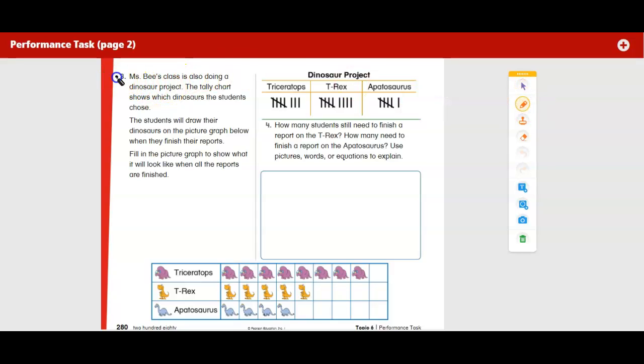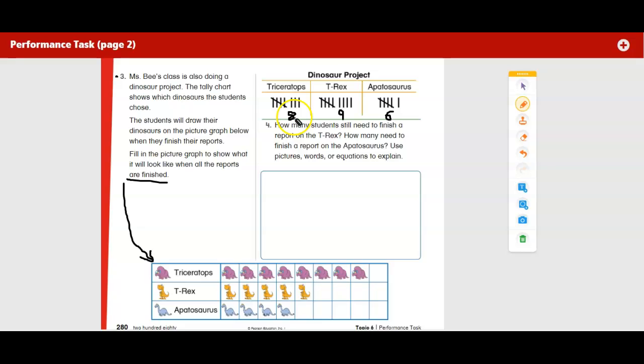Next, for question number 3, we had to complete the picture graph below to show what it would look like when all the reports are finished. We needed to compare our tally chart to our picture graph to see which votes were missing. We know that there are 5, 6, 7, 8 Triceratops votes, 5, 6, 7, 8, 9 T-Rex votes, and 5, 6 Apatosaurus votes.